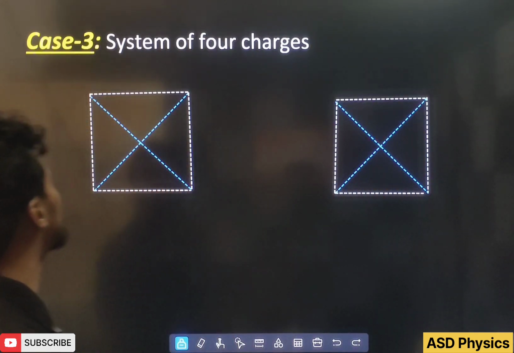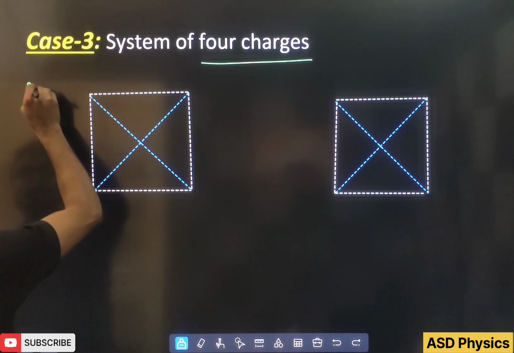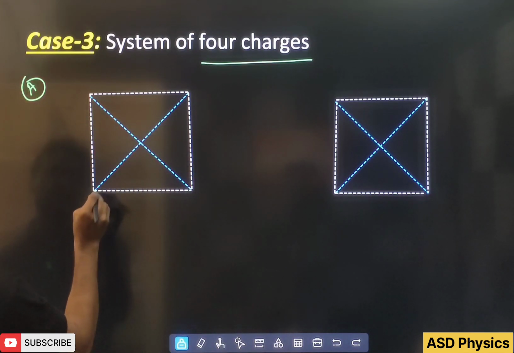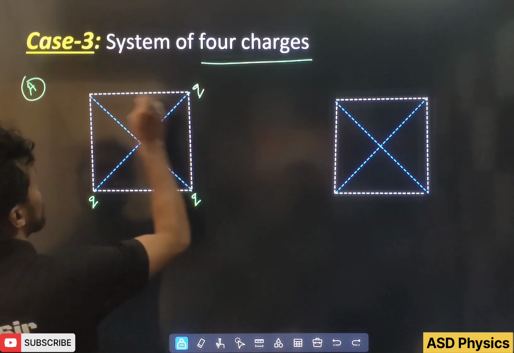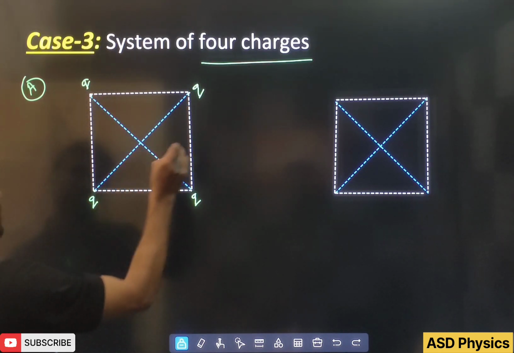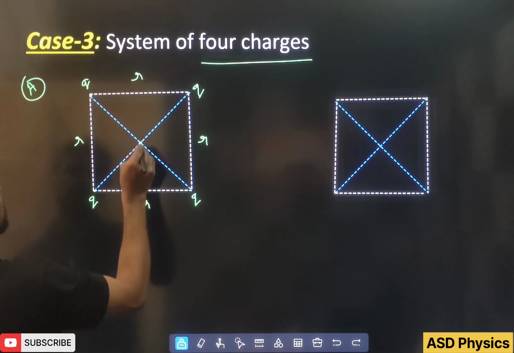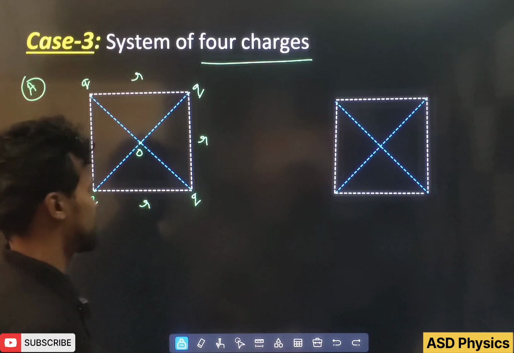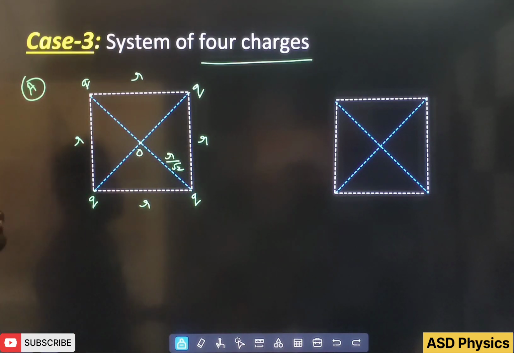Now students, let's come to the system of 4 charges. Let's take this one here. Here I have taken charge Q, charge Q, and here also charge Q. This is R, this is R, this is R, this is R, and here this is the center. So this distance will be how much here? R by root 2. All the distances will be R by root 2 here. This is in blue color individually.